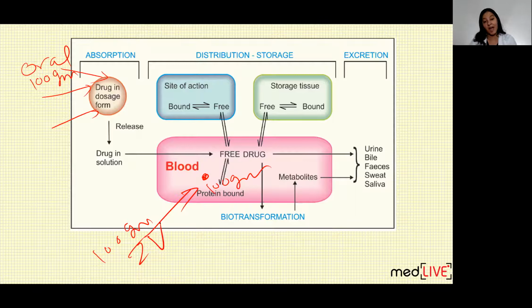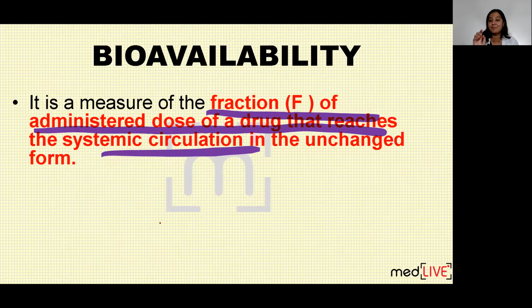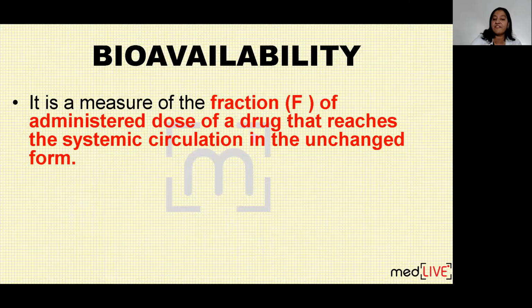But apart from IV, in all other routes, bioavailability is never 100%. A fraction of the drug is lost somewhere. All the drug which you are giving does not reach the systemic circulation. So the fraction of the total amount of drug you are giving which reaches the systemic circulation is known as bioavailability. Now read the definition. Bioavailability is the fraction of administered dose.